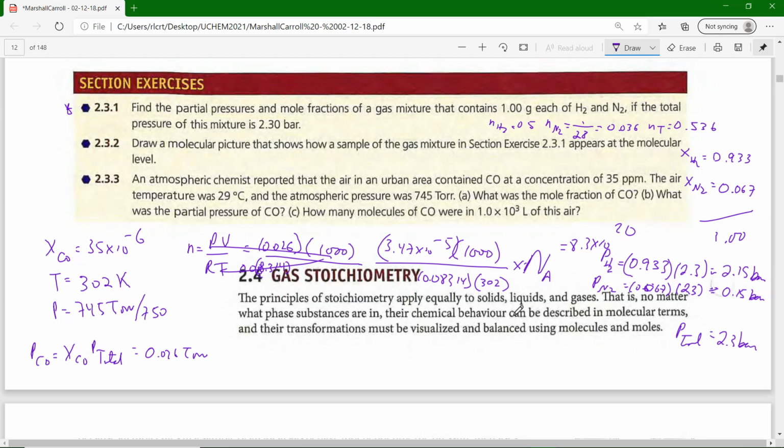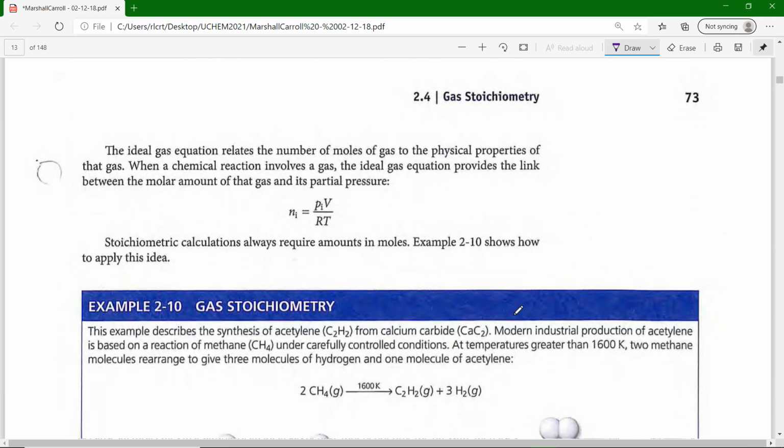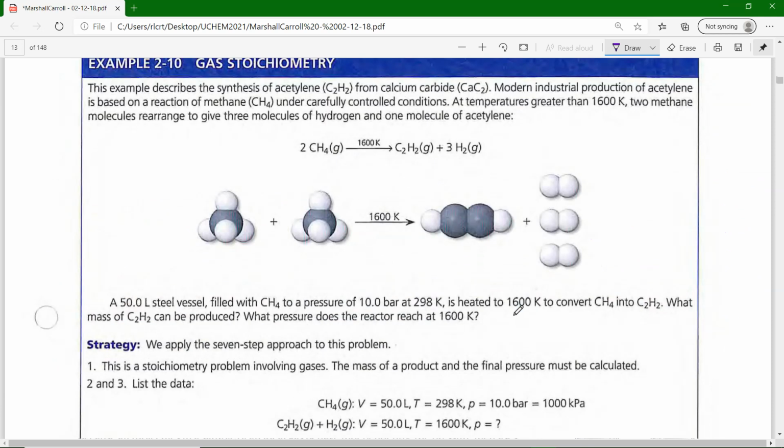Stoichiometry works for gases just like solids and liquids, but there are shortcuts. If you aren't changing temperature and pressure, then you can use the mole coefficients as if they're volume coefficients, and that sometimes helps. So let's look at this example here. Example 210. Let me jump back to it.